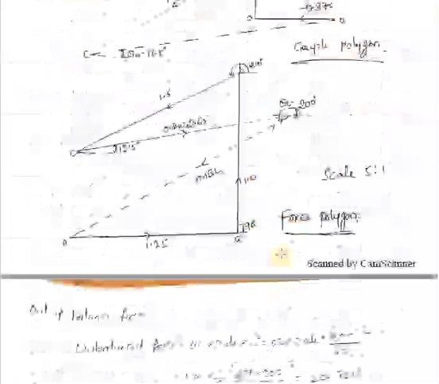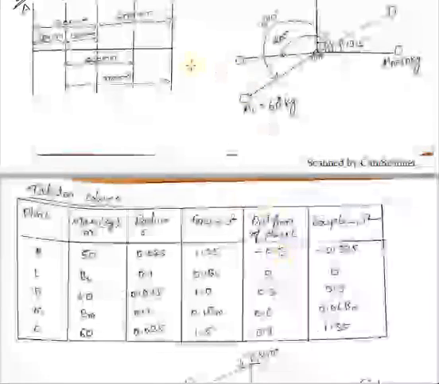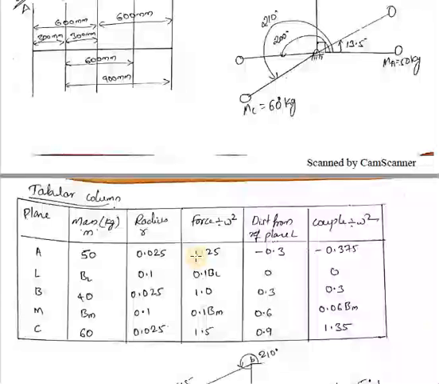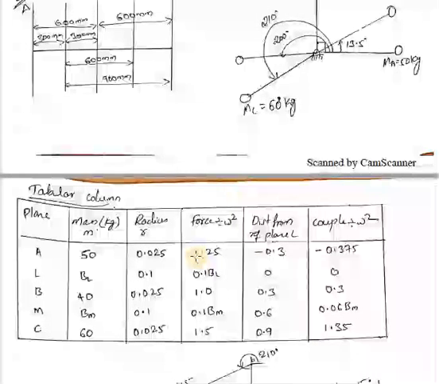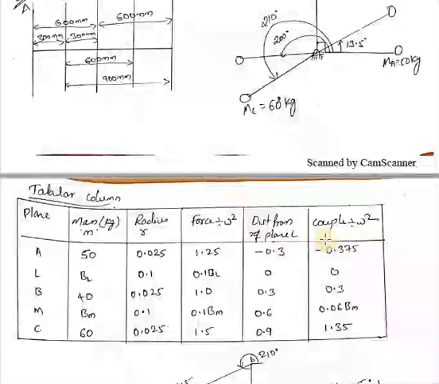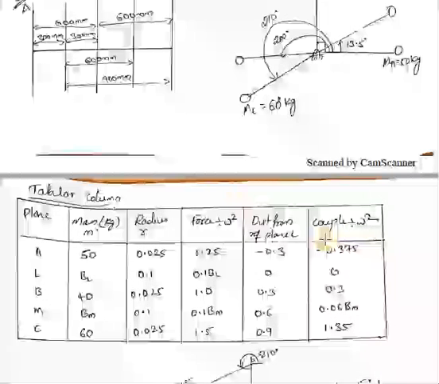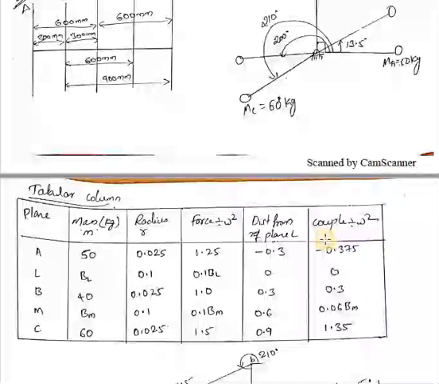So here, while solving the problem, first you need to construct the line diagram and space diagram, then this tabular column. For that you have to decide which polygon you have to draw first, whether you have to go with the force polygon or the couple polygon. We start with the polygon or the column in which we have the least unknown quantities.